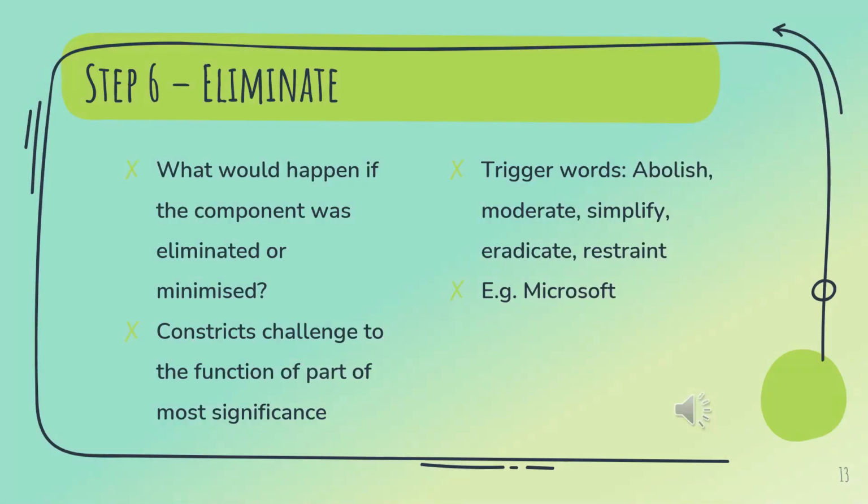E for eliminate. This contemplates what would happen if the organisation eliminated components or elements of the idea. By repeated elimination or trimming of ideas and processes, it is possible to steadily constrict challenges to the function or part of most significance. Questions that can be asked here are, how can we simplify or streamline the product? What components can be removed without changing the function? Or how can we minimize cost, effort, or time? An example of elimination would be Microsoft when they invented Windows 8 to remove the requirement of a mouse.